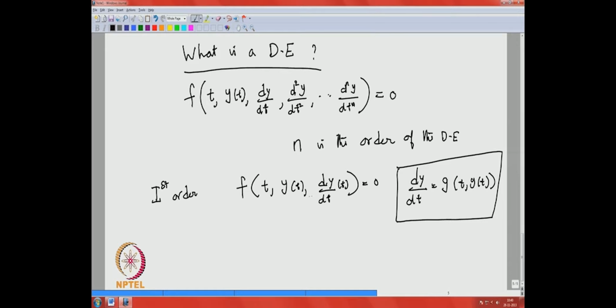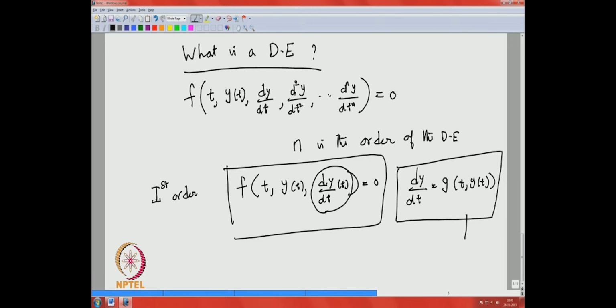As I say here, this and this are not the same. If you want to get this form, you should be able to solve for dy by dt from this relation in terms of t and y, and in general that will not be possible. But we will restrict to the simpler one, because this is a much more general category, and this one is a particular case of these differential equations.